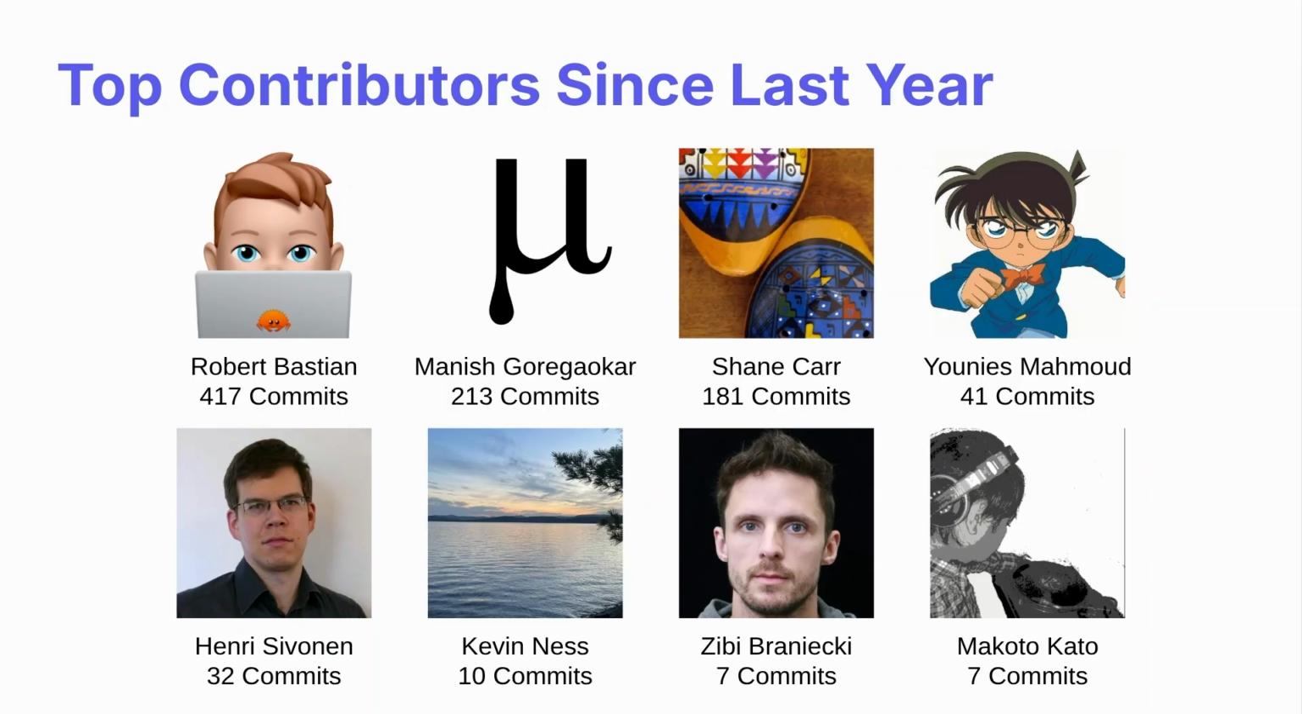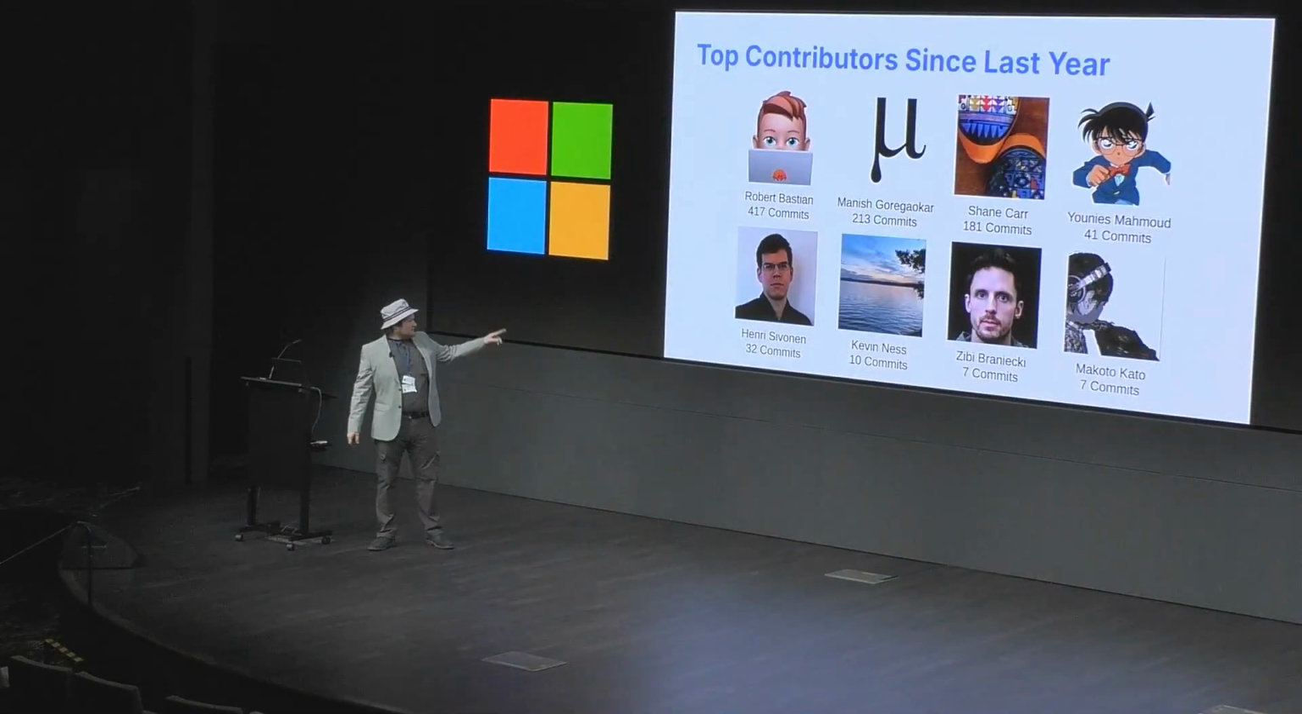Top contributors. Robert Bastian, my colleague in Zurich, is the most prolific contributor. He's done 417 commits over 365 days. So you can see how important he is to the project. Manish, who I saw popped into the room, did 213 commits over 365 days, also a very prolific contributor. I'm next on the list with 181 commits. Yunus is another colleague. He did 41 commits.